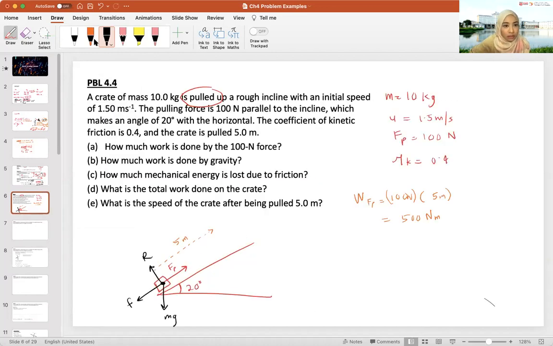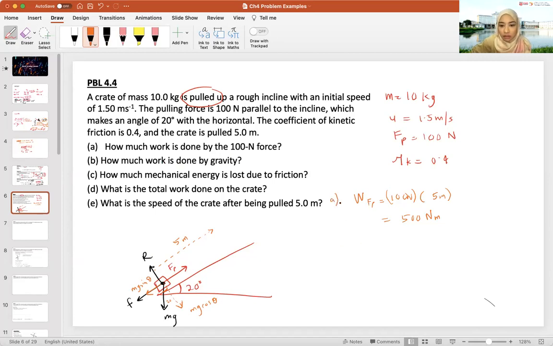Okay, so what else? I need to resolve mg. The angle over here is going to be 20 degrees. This is mg cosine theta. And this is mg sine theta. So mg sine theta is acting in the same direction as our friction. Okay, not a problem. So how much work is done by gravity?